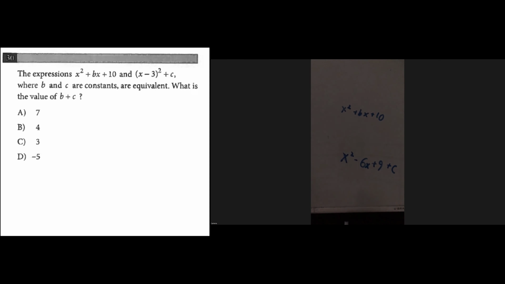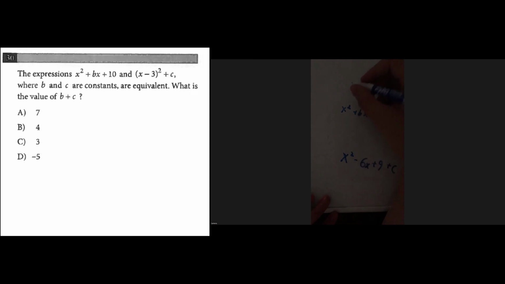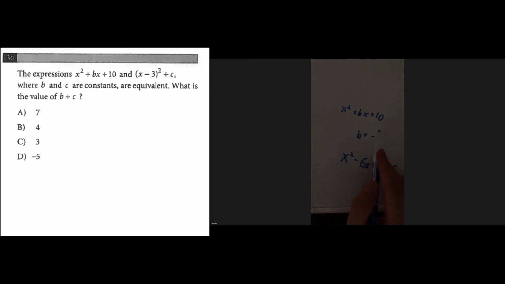And so now, if we want to set these equal to each other, b has to equal negative 6. So b equals negative 6. And for c, you have positive 9 here and positive 10 there. So to get 10, you'd have to do 9 plus 1 equals 10. So c is equal to 1. And we're asked to find b plus c. So negative 6 plus 1 is equal to negative 5. So the correct answer is choice D.